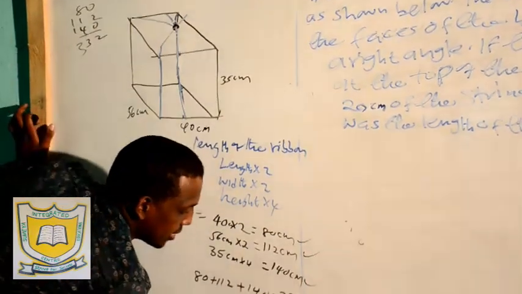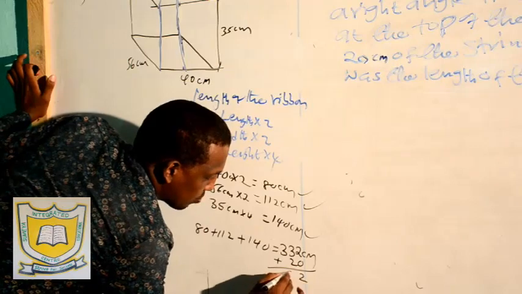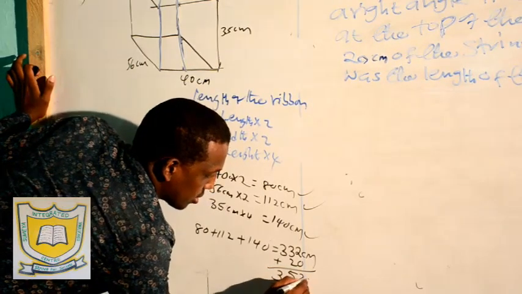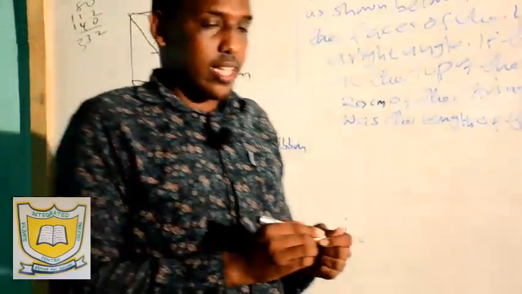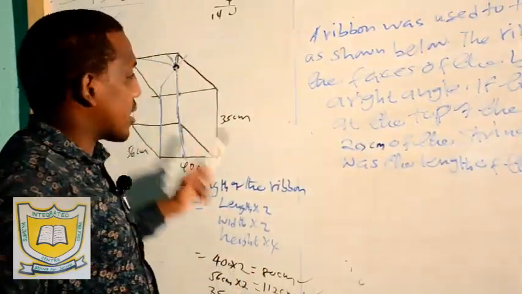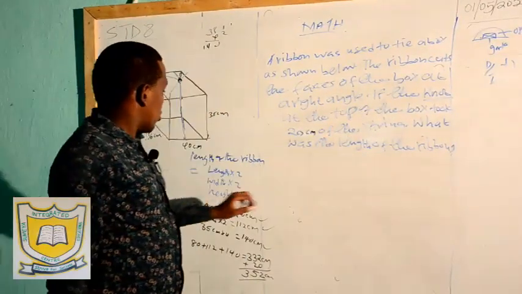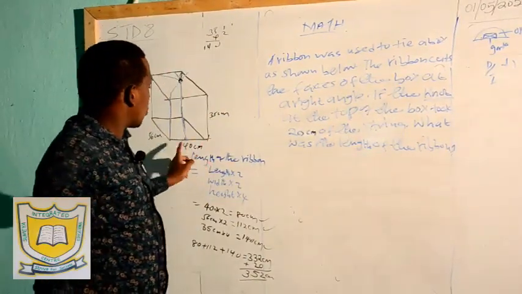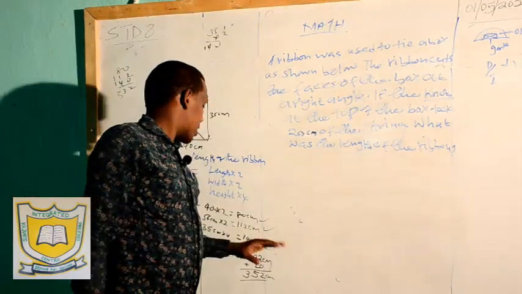So we say 332 plus 20, which is equal to 352 centimeter. That is how we get it. So whenever you are asked the length of the ribbon, you say the length of the ribbon is equal to length times 2, width times 2, height times 4. Please cram that formula in a short way.